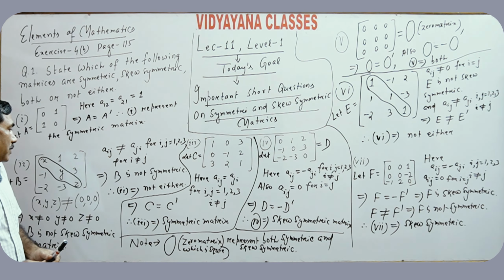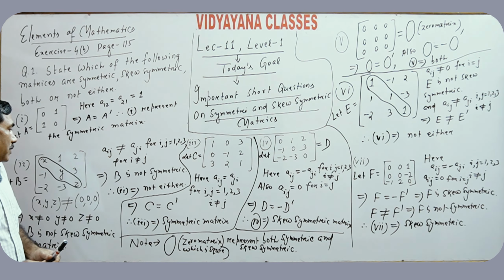Clear? Next, all diagonal elements are 0. Aij is negative of Aji, and Aij equal to 0 for i equal to j. That means all diagonal elements are 0, and Aij is negative of Aji. It is the definition of skew symmetry. That implies the fourth bit is skew symmetric. It is not symmetric since A12 is not equal to A21.